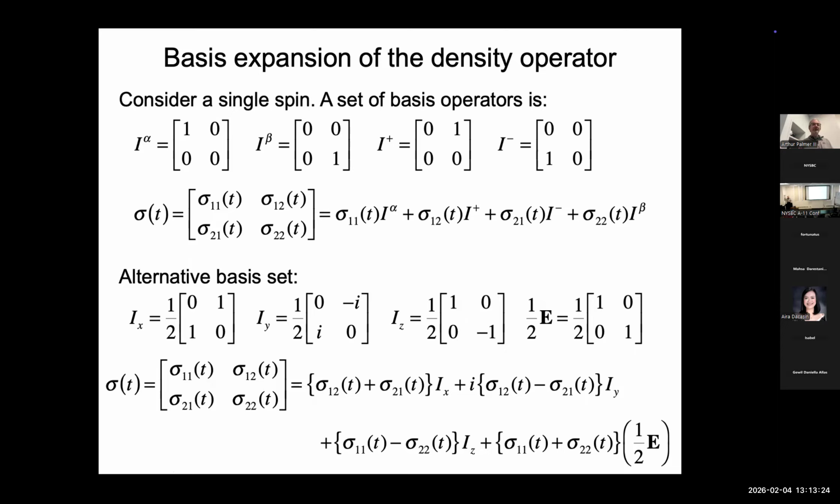I haven't shown you that they're orthogonal and normalized yet. That'll come shortly, but it's to make the point that given some basis operators, I can write the density operator in terms of those basis operators. And if I switch basis operators, it's just that the coefficients that go along with the operators change. The coefficients are just numbers.